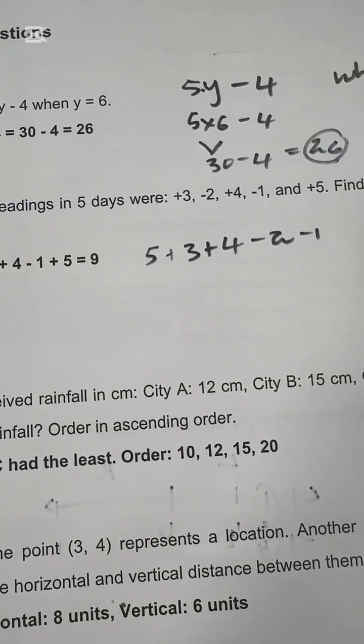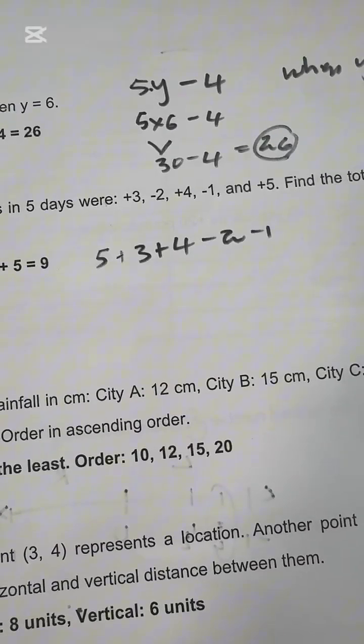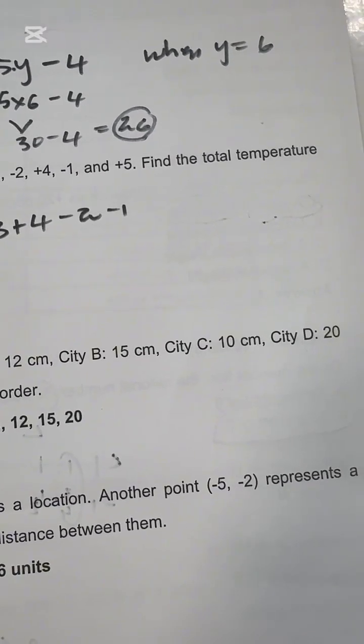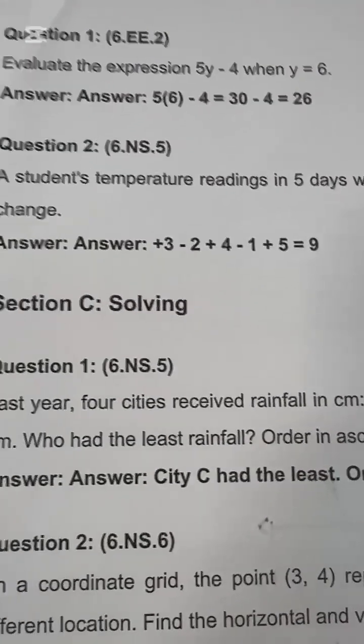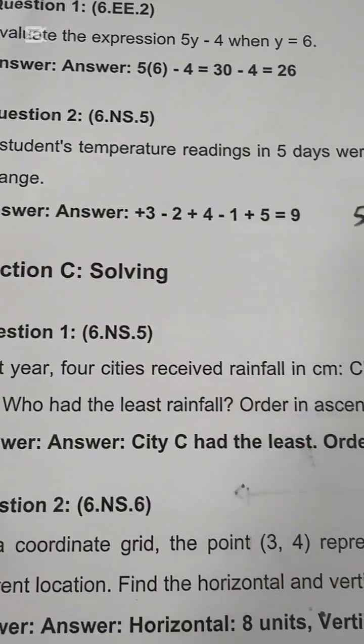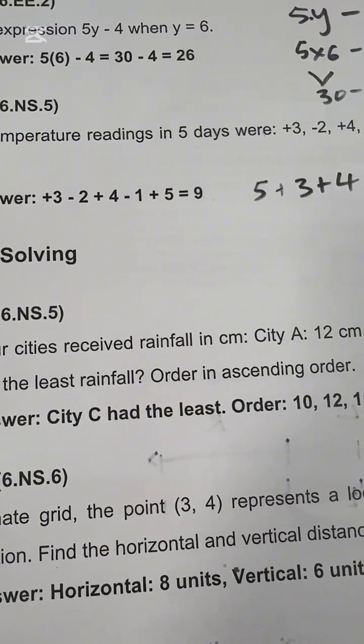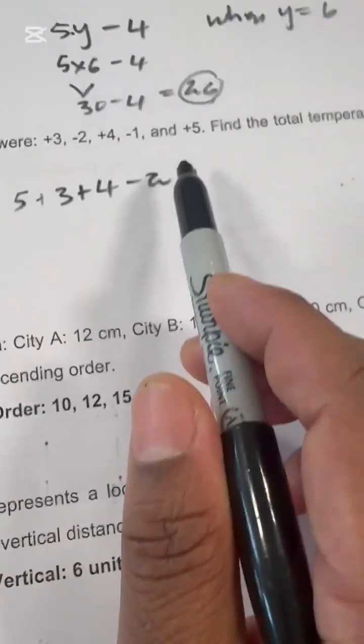3, negative 2, positive 4, negative 1, and positive 5. Find the total temperature change. It's as you see it here, the first working out, you can just put them together. But the easiest way is to put all the positive numbers together, like the positive 5, positive 3, and the positive 4. Add them, then you subtract.